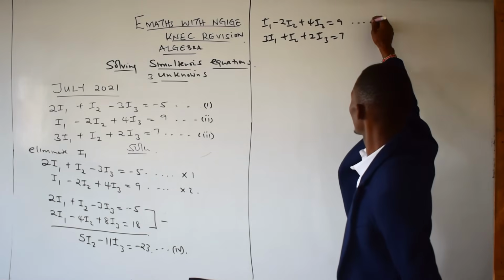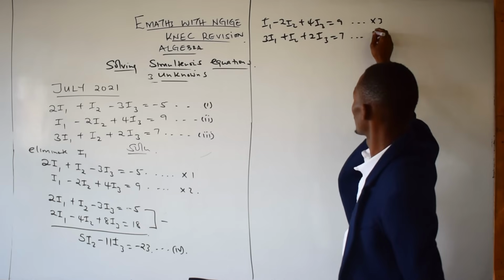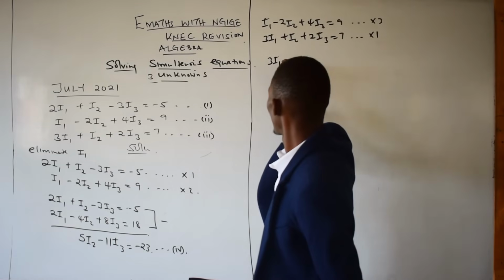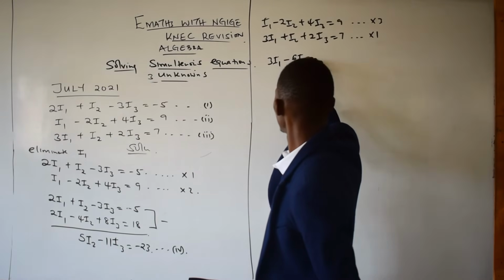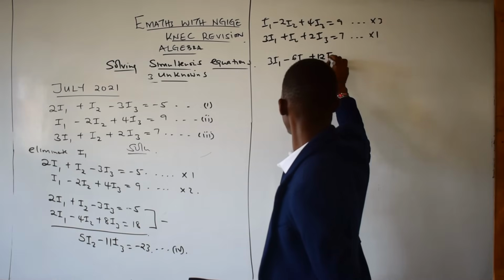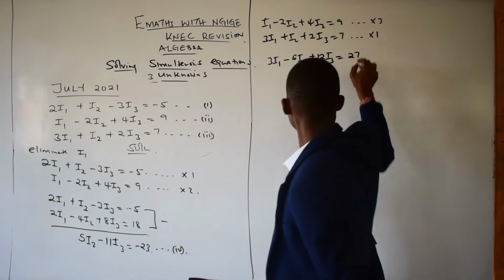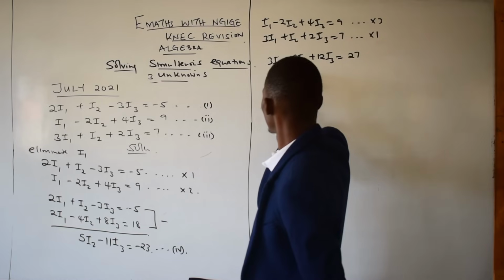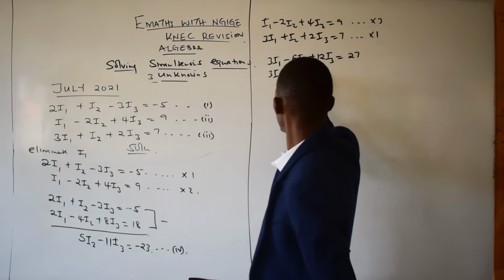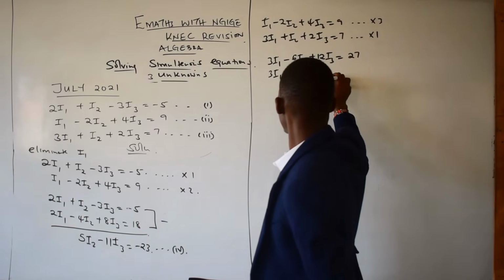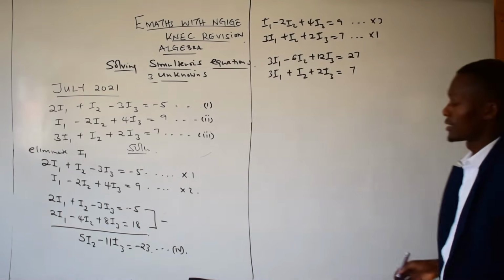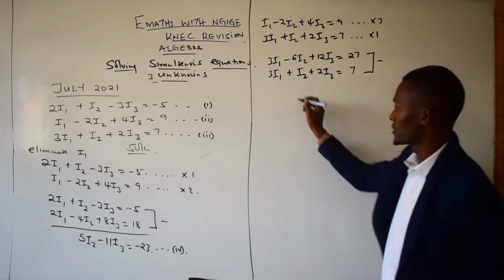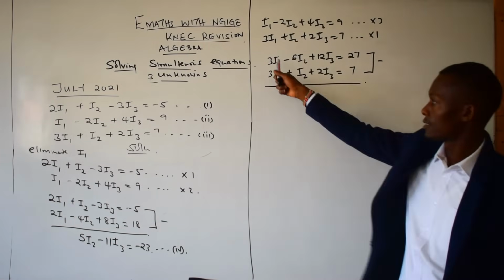So we multiply the first equation by 3, and the second we multiply by 1. Therefore our new equations will be 3I1 minus 6I2 plus 12I3 equals 27. Then we have 3I1 that remains, plus I2 plus 2I3 gives us 7. So how do we eliminate I1? Again we subtract. This minus this will be 0.